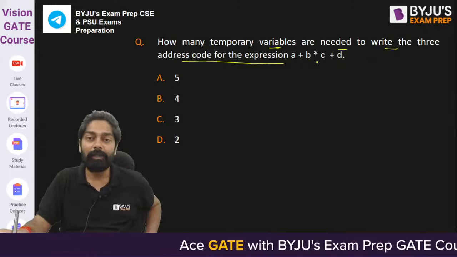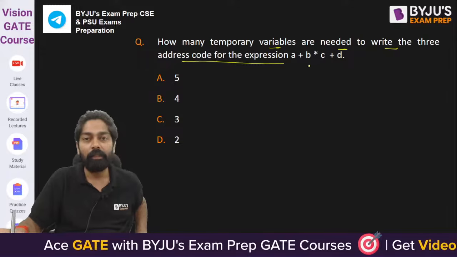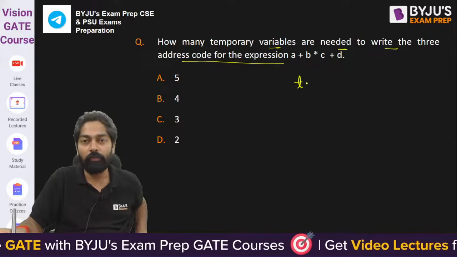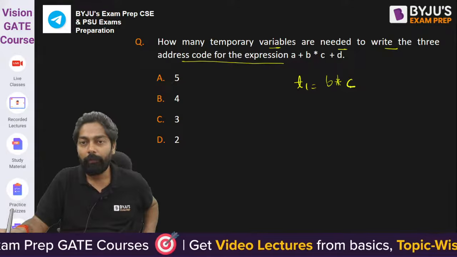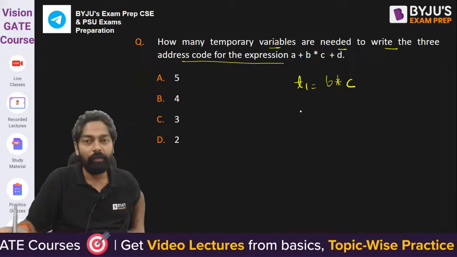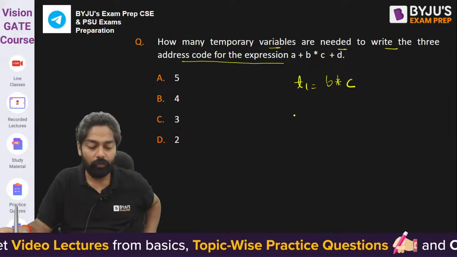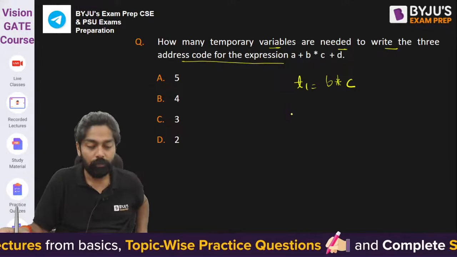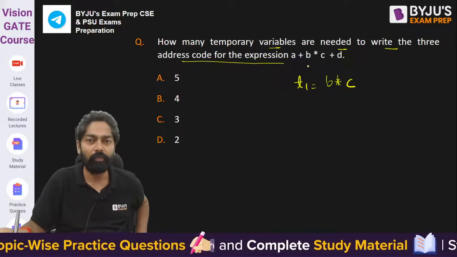See, a plus b into c plus d. You need to find how many temporary variables are needed. So a plus b into c. So what you do? T1 equal to what? B into c. B into c, my dear friend. For b into c, how many temporary variables are needed? Minimum 2 you can do. Minimum 2. Okay. How many temporary variables are needed to write the 3 address code for the expression?